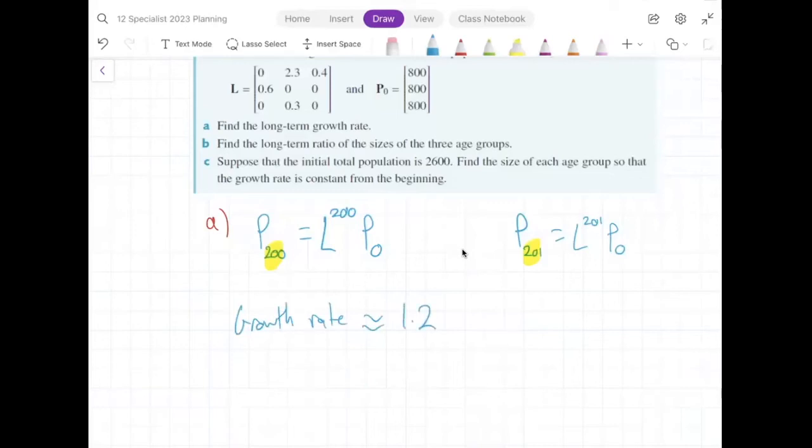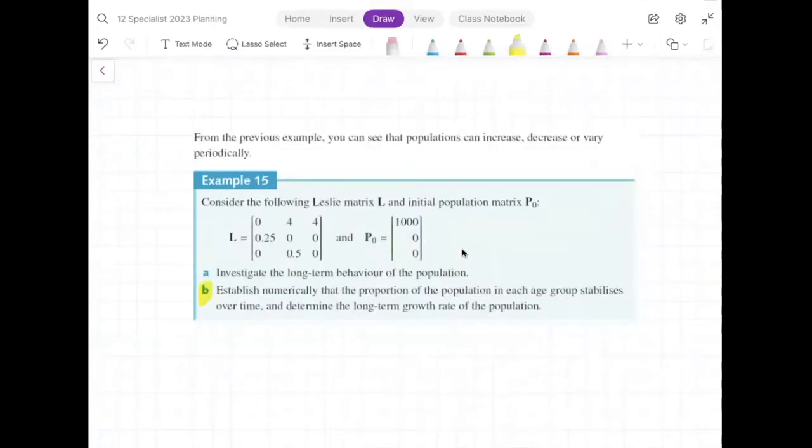Now, I want to find the long-term ratio of the sizes of the three age groups. This is how those size groups are ratioed to each other. And again, I'm looking at the long-term ratios between them. So the way I just did that part in example 16 is the same way I do part 15 here, where I look at my population of K, some large K value. I look at K plus 1, and I divide the corresponding entries between those two matrices to see how much my population has grown from P of K to P of K plus 1.